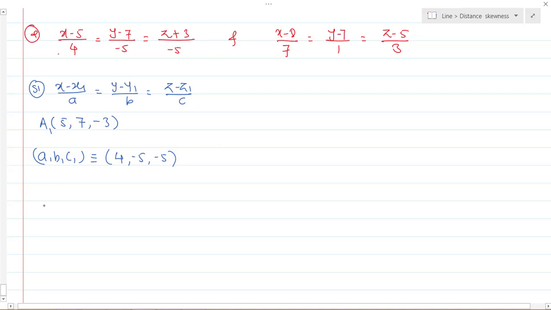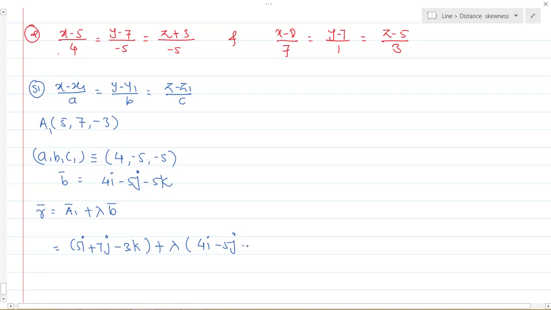So the equation of line becomes r bar equals a1 bar plus lambda into b bar. This b bar is nothing but the direction ratios, so b bar is 4i minus 5j minus 5k. Perfect. So a is 5i plus 7j minus 3k, plus lambda into bracket 4i minus 5j minus 5k.